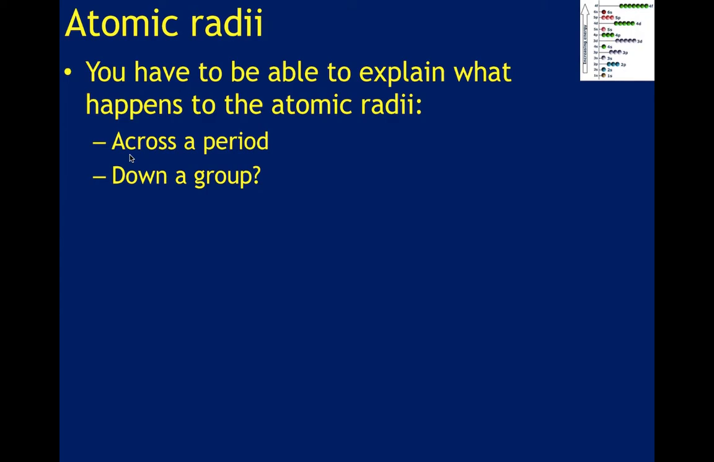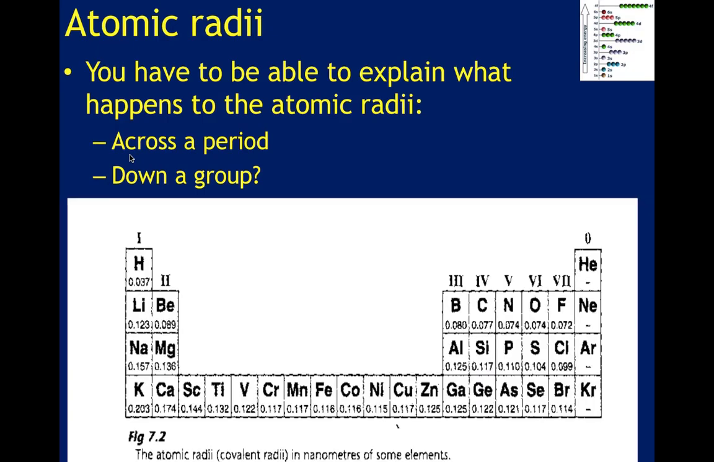So you have to be able to explain now what happens to atomic radius as you go across a period and down a group. And you have a table that looks like this on your page 123. So if we start here and we look across, what can you see is happening to the number? As we go across a period, your atomic radius appears to be decreasing. And what's happening to it as it goes down? If you look here at group 1, you can see that your atomic radius increases as you go down a group.